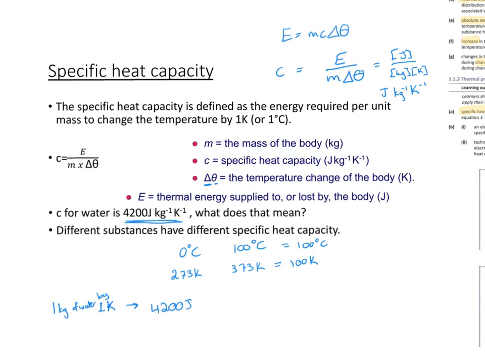Metals usually have low specific heat capacities. For example, lead. Lead has a specific heat capacity of 129 joules per kilogram per Kelvin. That means that you will need to provide 129 joules of energy to increase 1 kilogram mass of lead by 1 degree Celsius or 1 Kelvin.